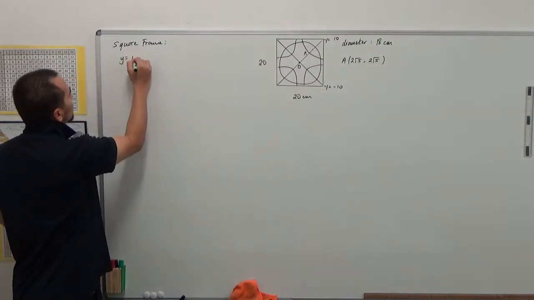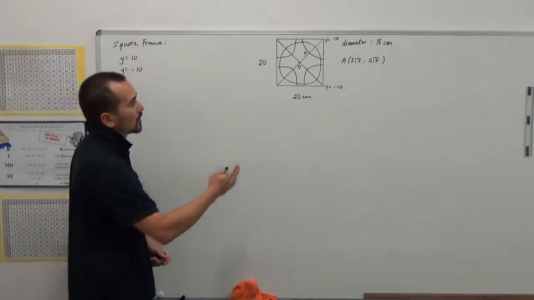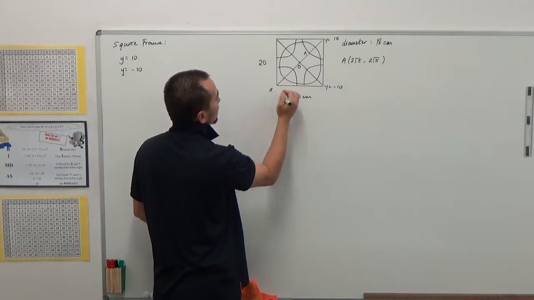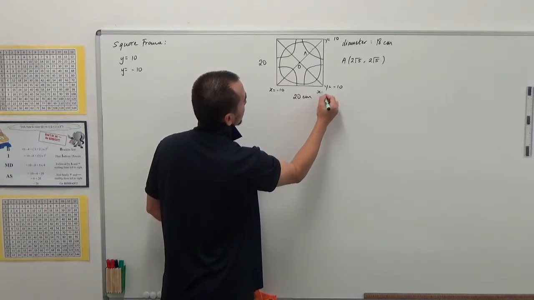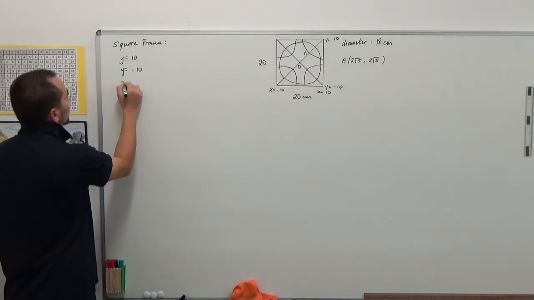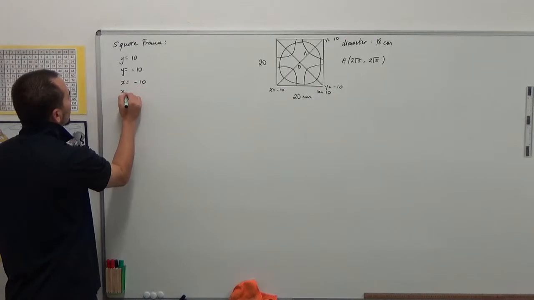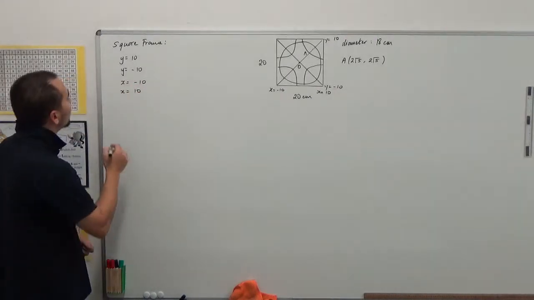So y is equal to 10, y is equal to negative 10. Okay. Likewise, with the vertical lines, this would be 10 centimeters left of the origin, and this would be 10 centimeters to the right of the origin. So x is equal to negative 10, x is equal to 10. So that's the square frame.